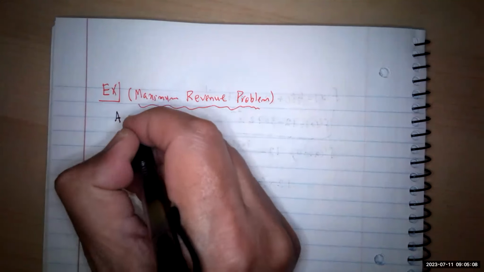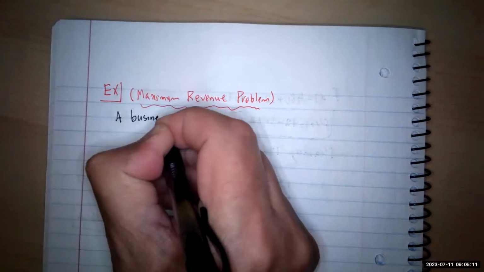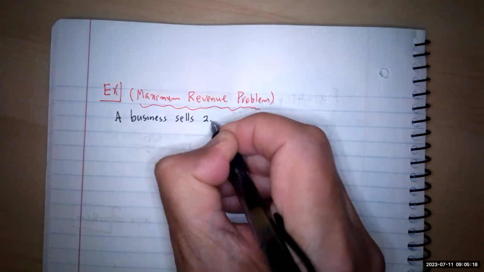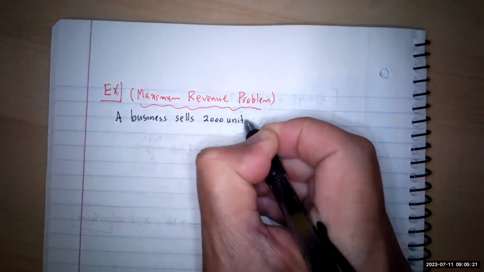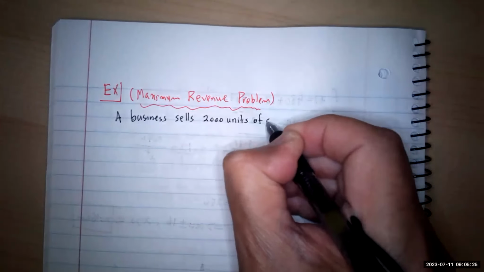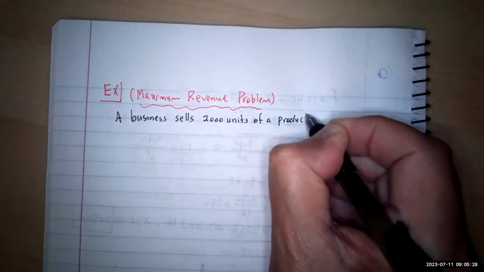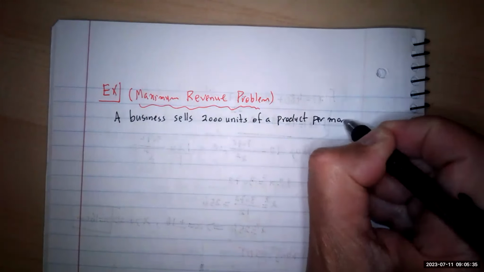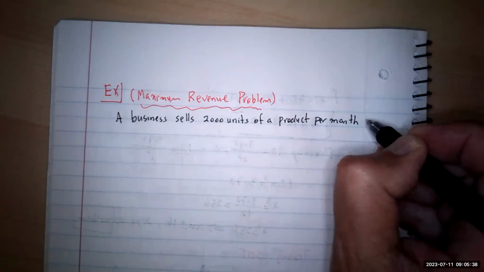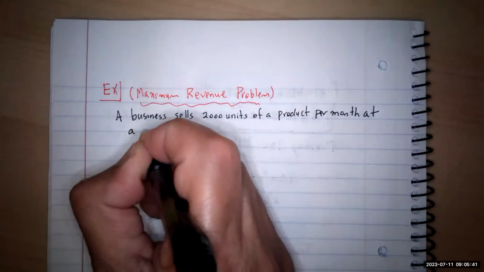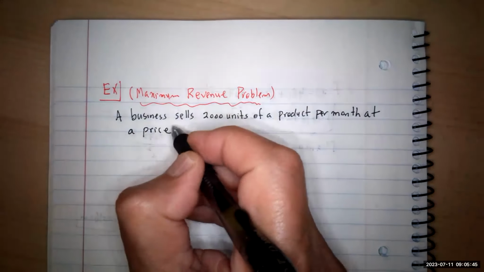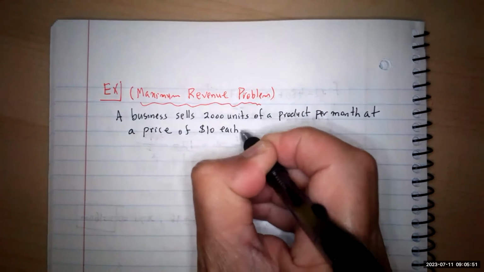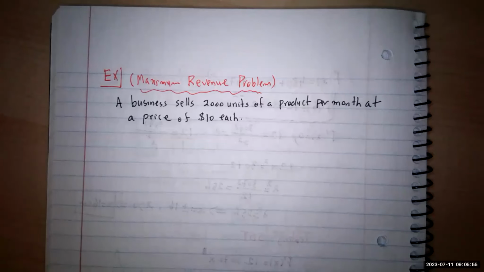So a business, okay, we have a business that sells 2,000 units of a kind of product, whatever it is, per month at a price of $10 each. That's it. So you're selling something like markers, etc.